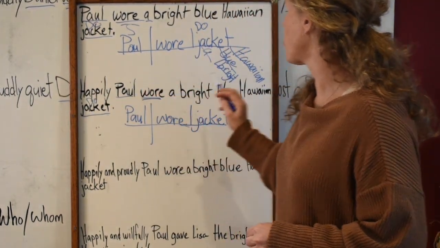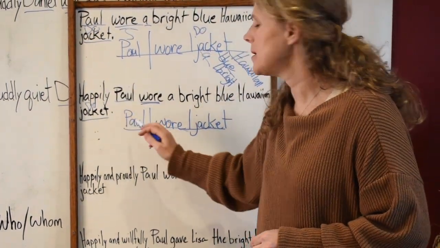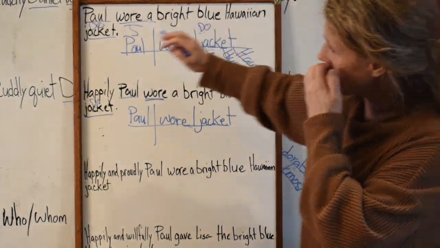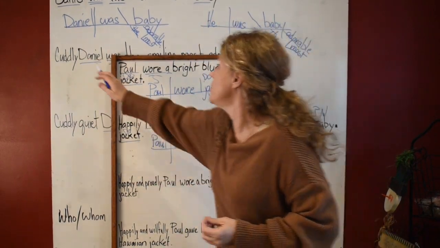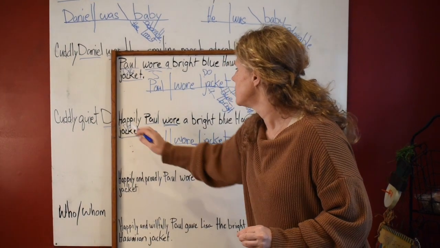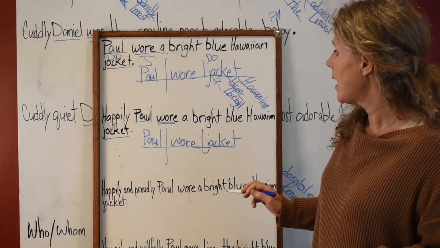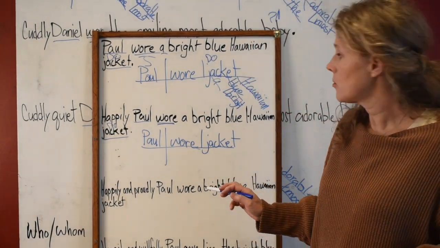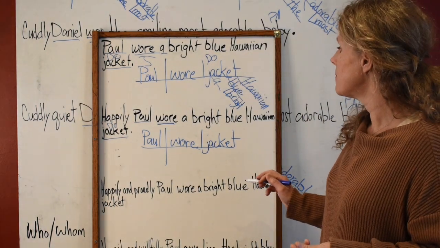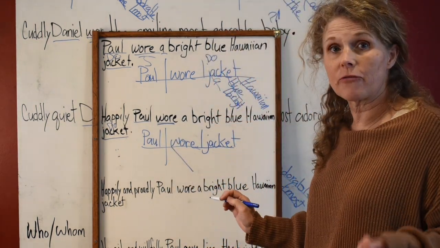So happily Paul wore the bright blue. So see how happily right here, it's an L-Y. Is it happily Paul? No. See how up here we had cuddly Daniel, but that one is describing Daniel, and that's very unusual. This one is not describing Paul. It's describing how. What's happily describing? How he wore. How did he wear it? He wore it happily. So this is an adverb describing the verb.